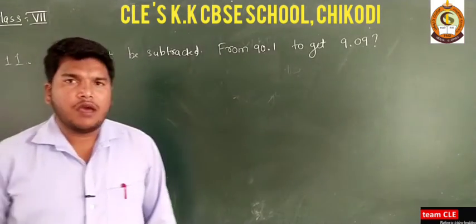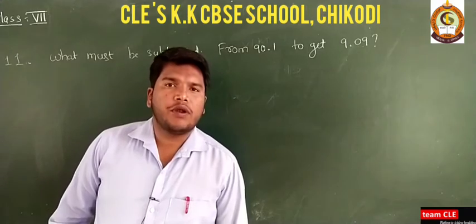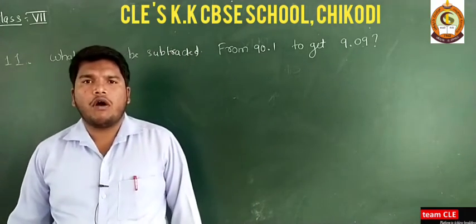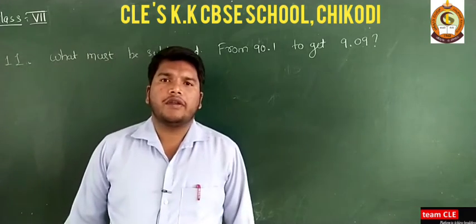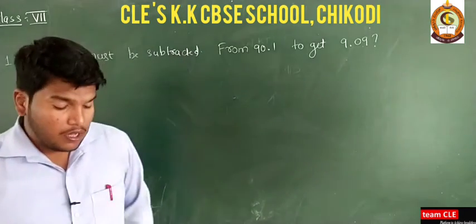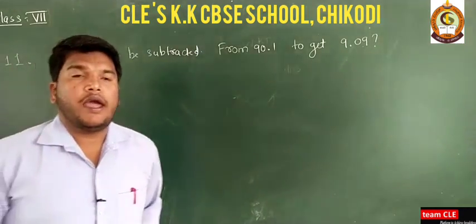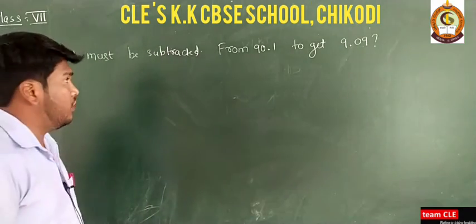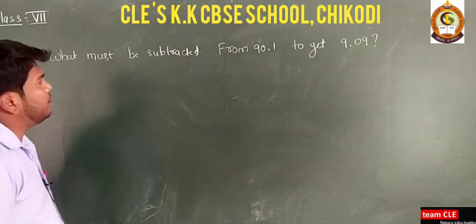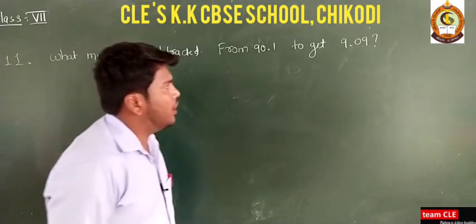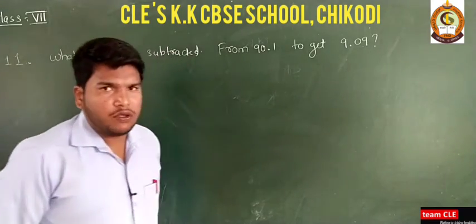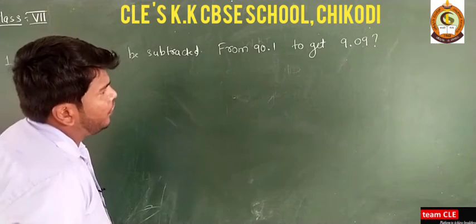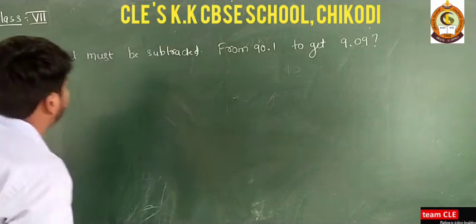So in the last class we started with exercise number 2.3 and we started with the word problems. In the word problems we have solved some examples and you have solved some examples. In this class you are going to learn some more word problems. Okay, so see here what the question says. The question is: what must be subtracted from 90.1 to get 9.09? Okay dear students, what must be subtracted from 90.1 to get 9.09?